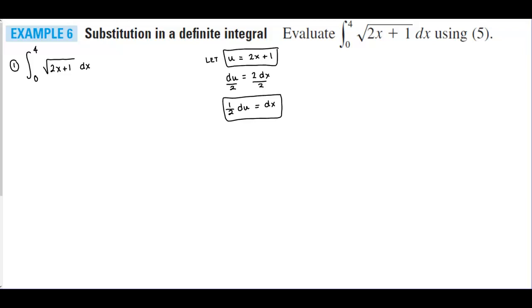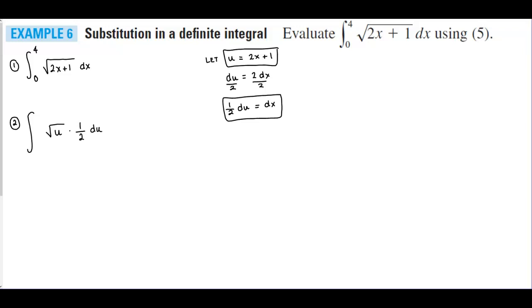Okay. Now, because this is a definite integral, our upper and lower limits are going to change when we put in the value of u. So let's do our substitution. We know the square root of 2x plus 1 now becomes the square root of u. And we know that dx is going to become 1/2 du.